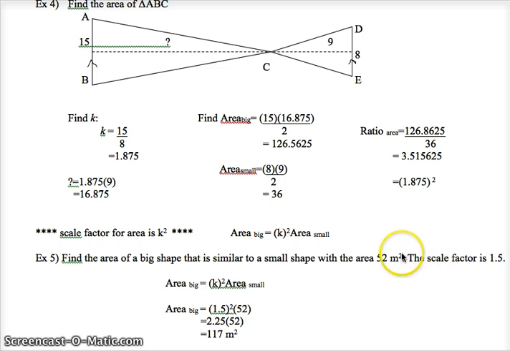All right, so hopefully you thought of the area of the small times the scale factor squared. So 1.5 squared would give you 2.25 times the area of the small, 52, gives you a big area of 117 square meters.